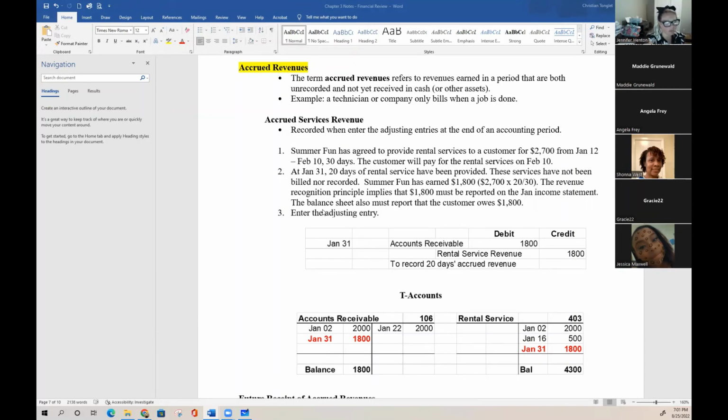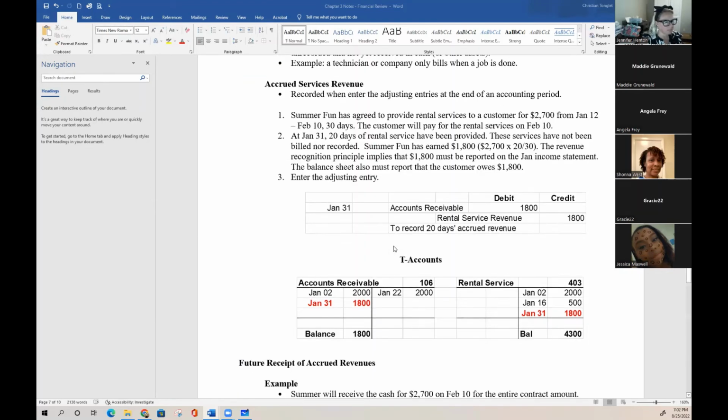So like I said, we can use the accounts receivable or we can use a different receivable. It depends on how the organization is structured, on how they do the entry. So for here, we're going to do a debit to accounts receivable for $1,800, credit the revenue for $1,800. So remember, accounts receivable is an asset. Assets are normal debit balances. Revenue is a normal credit balance. So we're going to have a credit for revenue, and that's to record our 20 days.